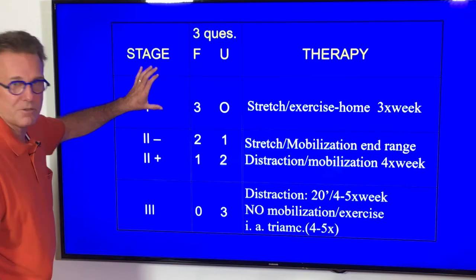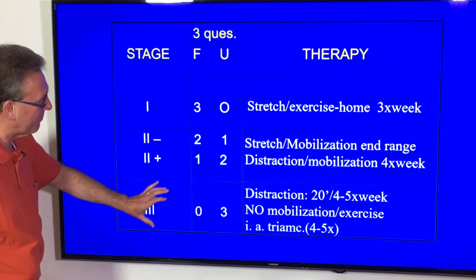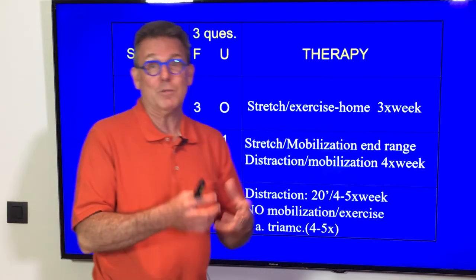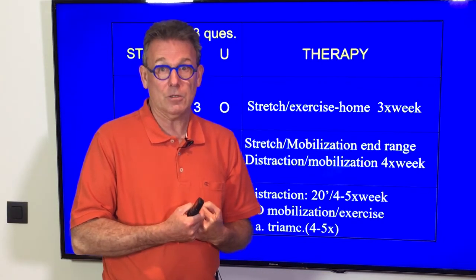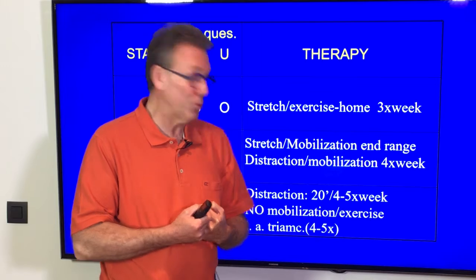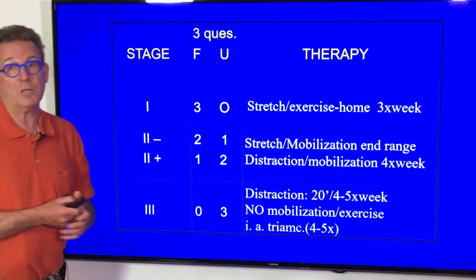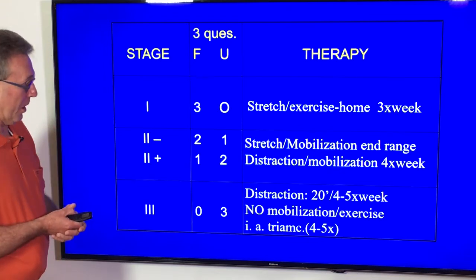So stage 1, that's very obvious. Stage 3, that's very obvious. Here, you have to work according to the irritability of the lesion. Just make sure you don't hurt him too much. Okay, so that's going to be your therapy guideline for arthritis.